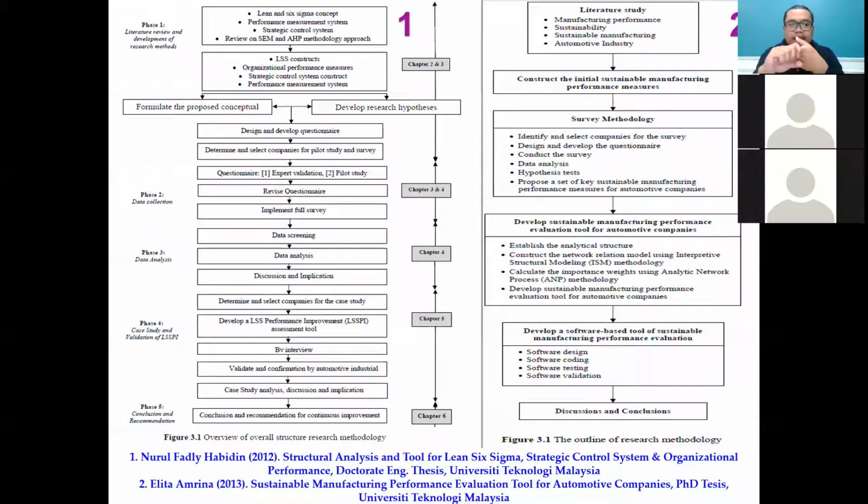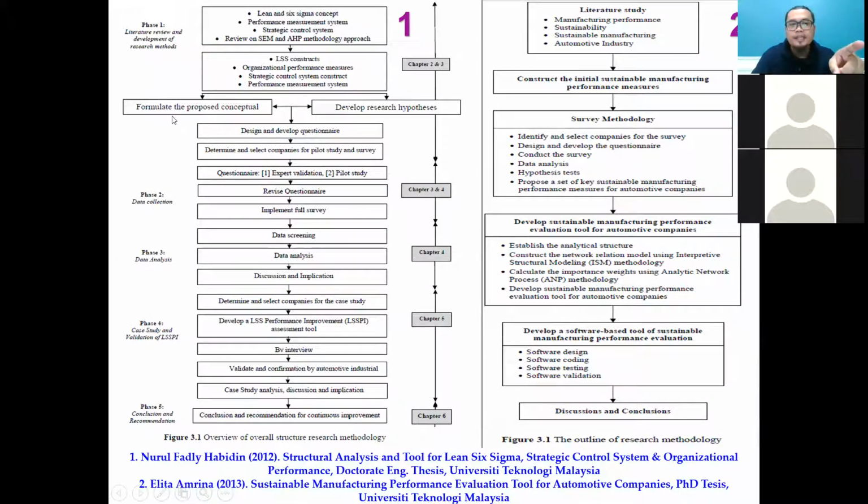Phase four, a case study and validations. Phase five is conclusion and recommendation. In this research design, not only do we highlight the phases, but also the continuity and alignment, where each phase refers back to your chapter 1 and chapter 3.